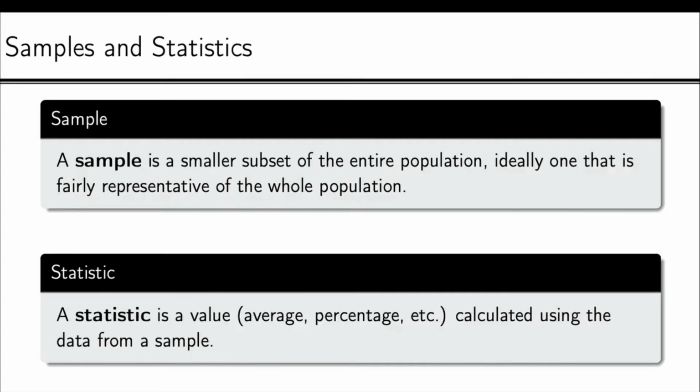It's so hard to get information about every individual in the population, we're actually going to use samples. And a sample is a smaller subset of the entire population. So we don't get information from every individual in the population. We just get a group of individuals from the population, and that's what we call a sample. And the best types of samples are those that are representative of the whole population.